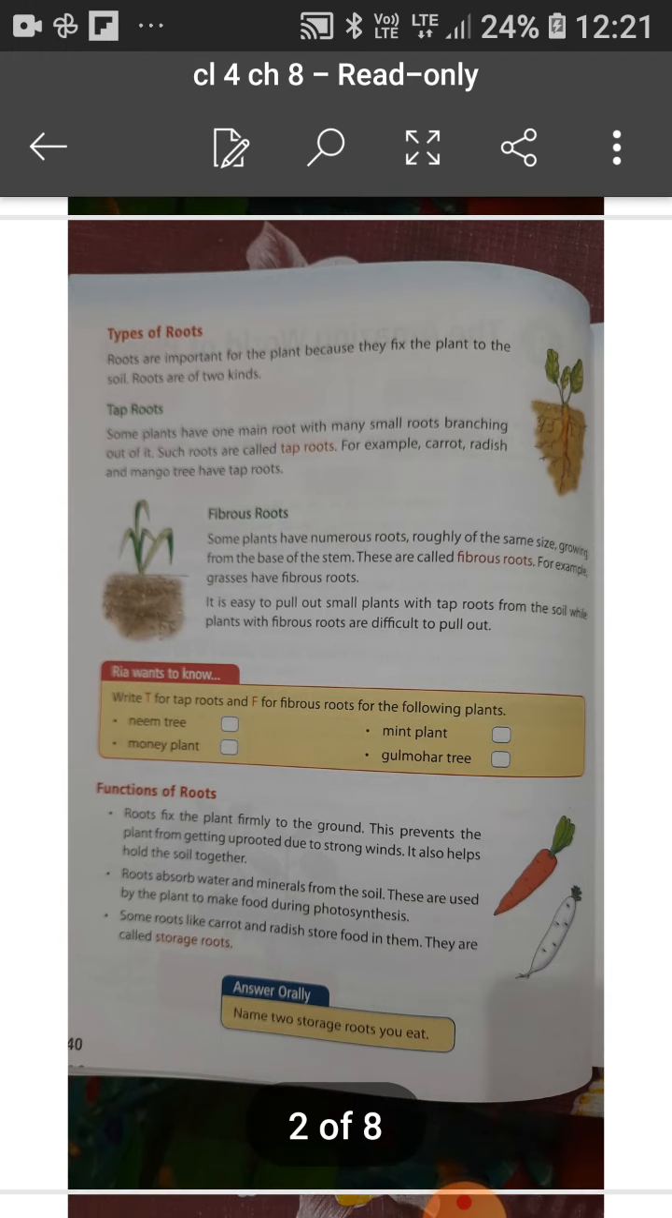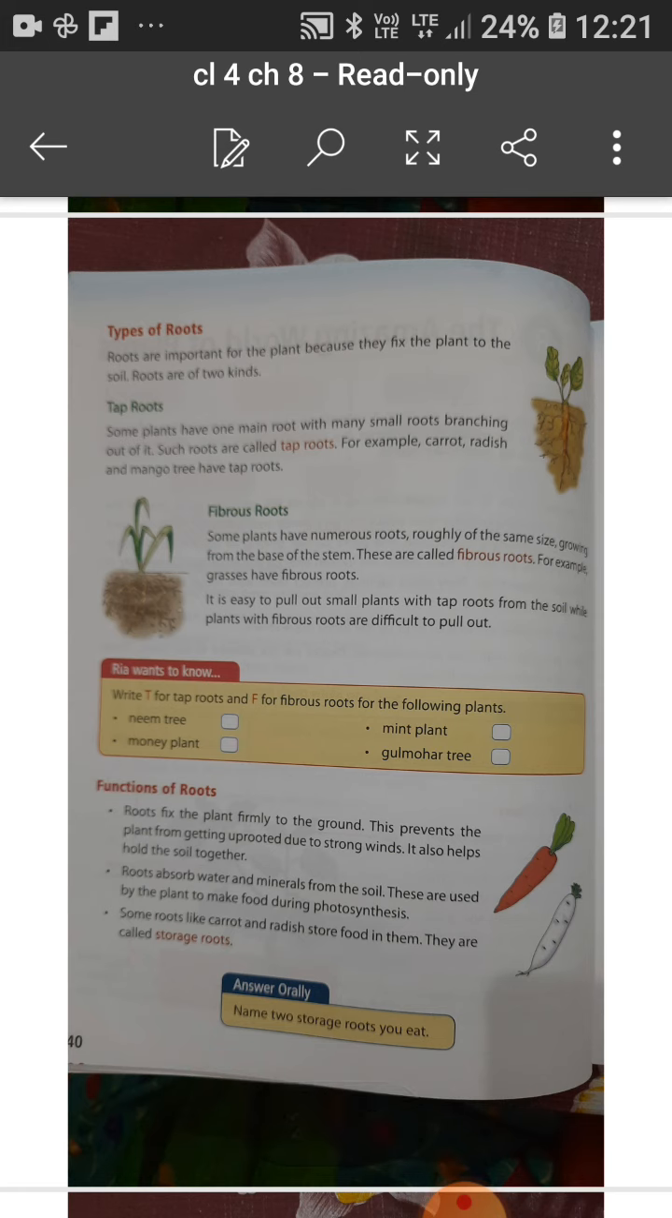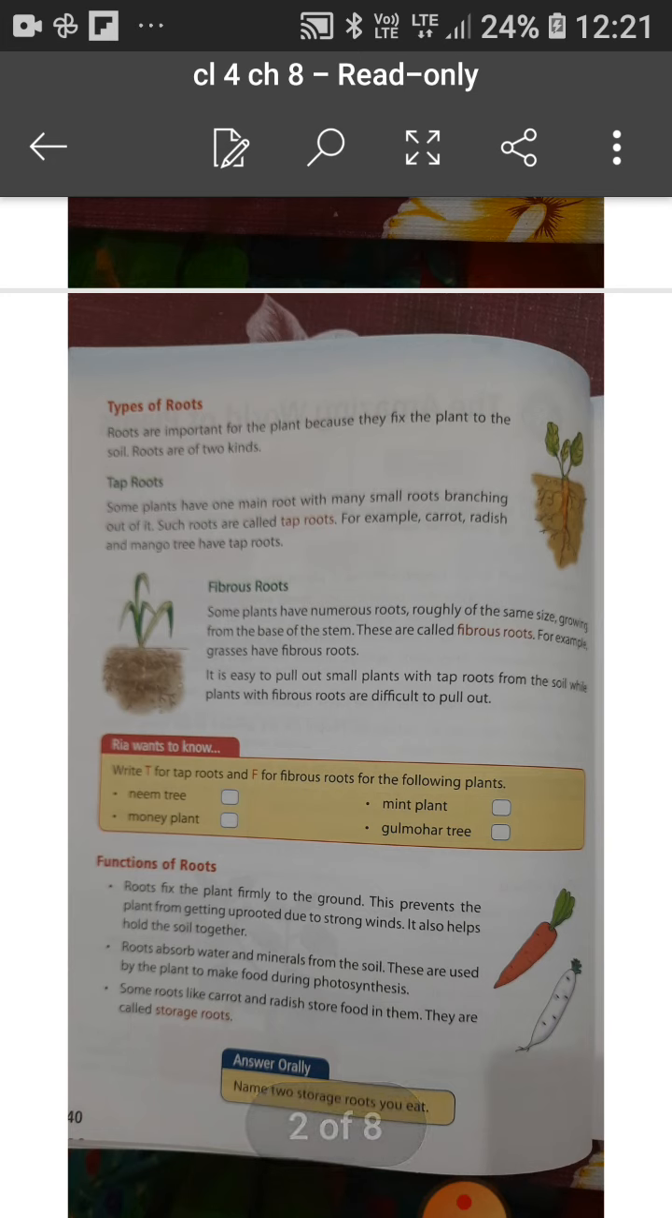It is easy to pull out small plants with tap roots from the soil, while plants with fibrous roots are difficult to pull out. So, we can uproot tap roots easily, and it is difficult to uproot fibrous root.